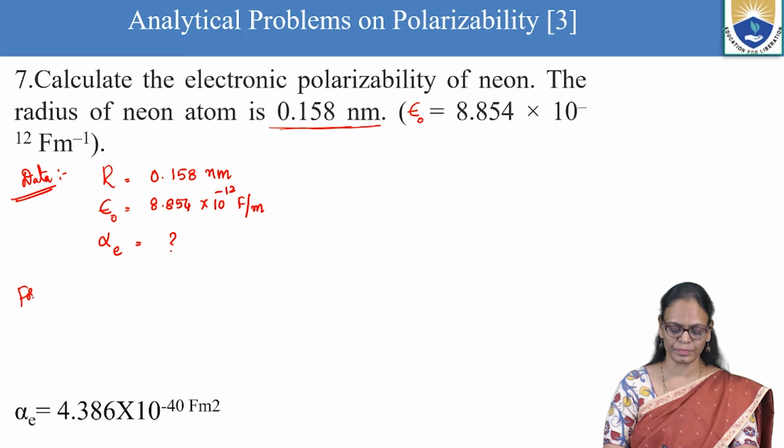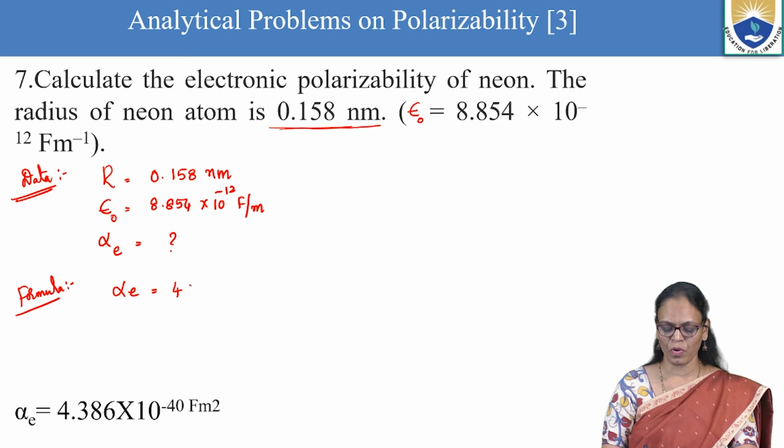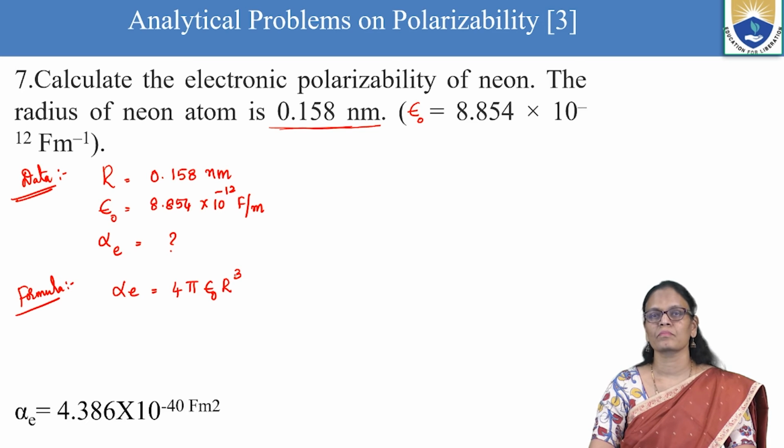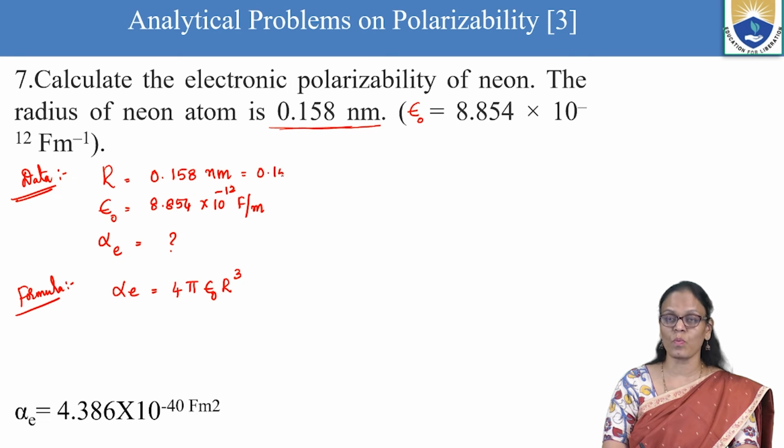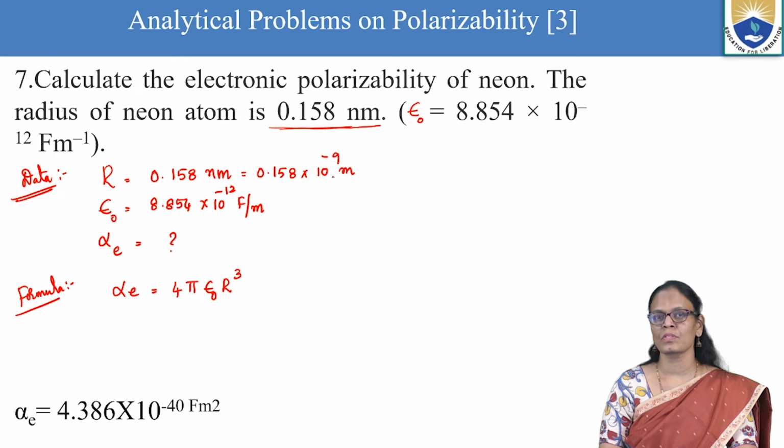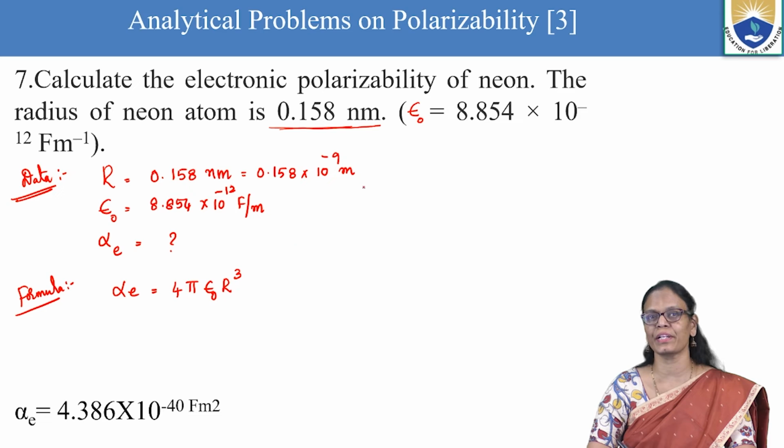So what is the formula for alpha E when R is given? Alpha E is equal to 4 pi epsilon naught R cube. 4 pi epsilon naught, all these are constants and the value of R is given, but it is given in nanometer. So we will convert this nanometer into meter. So what is 1 nanometer equal to? 1 nanometer is 10 power minus 9 meter. So before substitution, we need to convert it into SI.